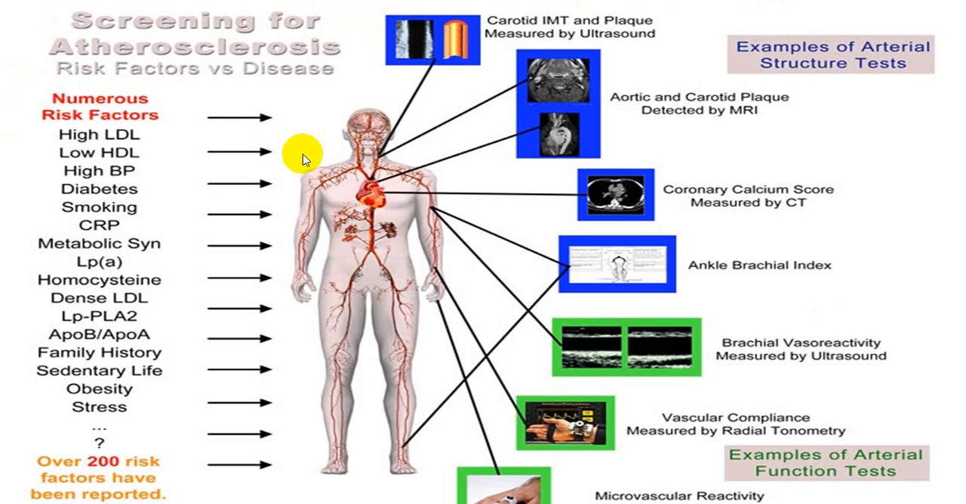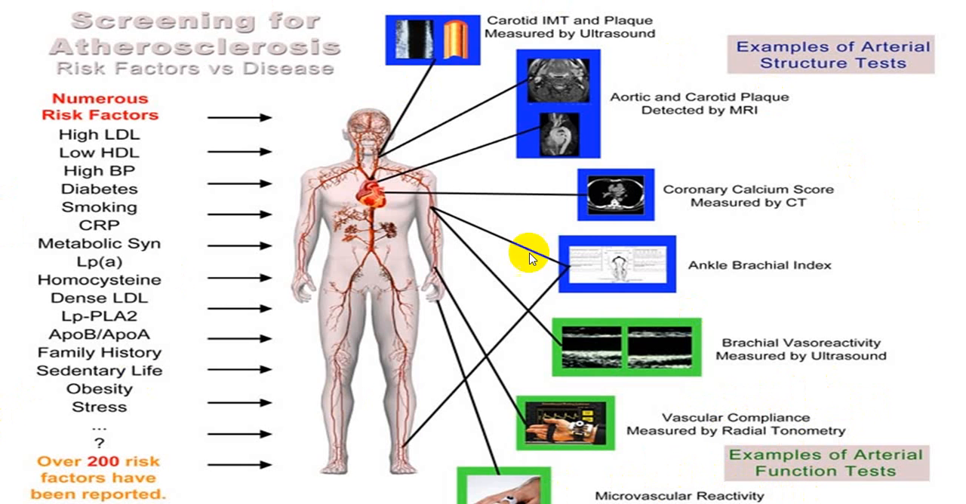Even before the person starts developing a complication secondary to atherosclerosis, these are the risk factors estimation and these are the other tests like carotid intima media thickness by ultrasound, then MRI for finding out the carotid plaques, aortic plaque, coronary calcium score by CT, ABI index, brachial vasoreactive measurements by ultrasound. You can go for vascular compliance by measuring the radial tonometry, or you can go for a fingertip radiotonometry, etc.